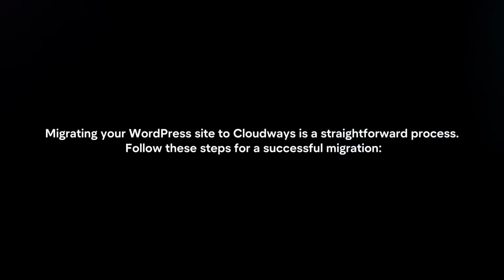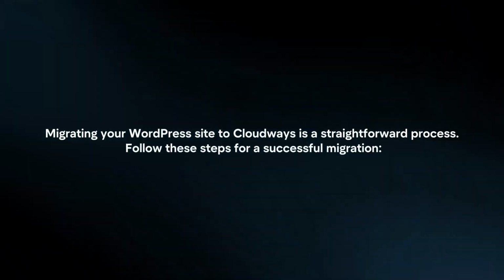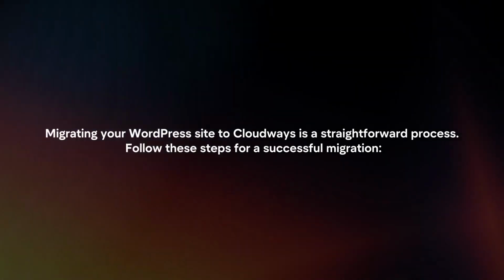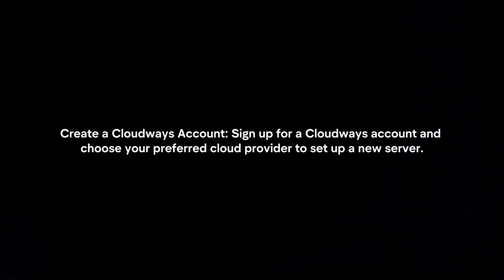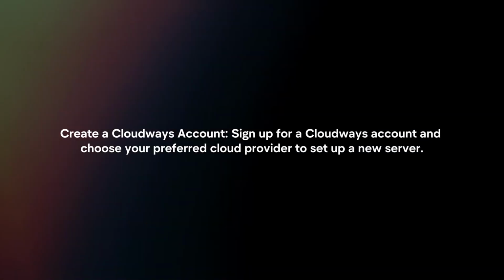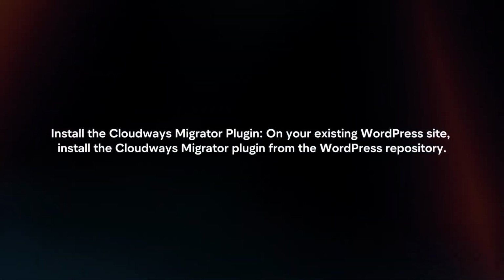Migrating your WordPress site to Cloudways is a straightforward process. Follow these steps for a successful migration. Create a Cloudways account. Sign up for a Cloudways account and choose your preferred cloud provider to set up a new server. Install the Cloudways Migrator plugin.